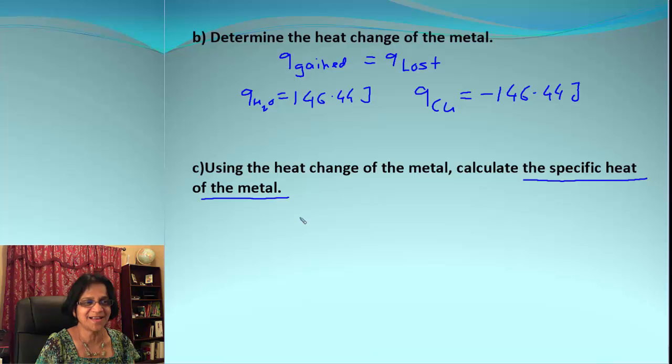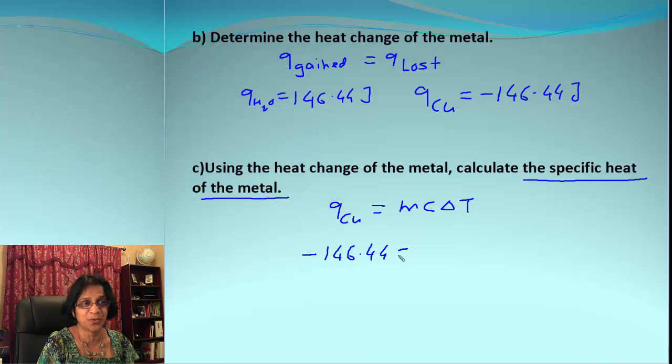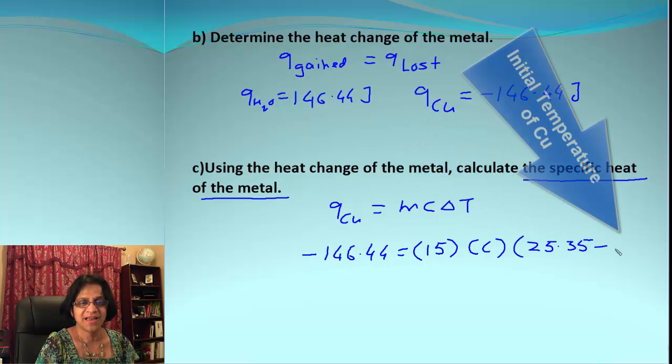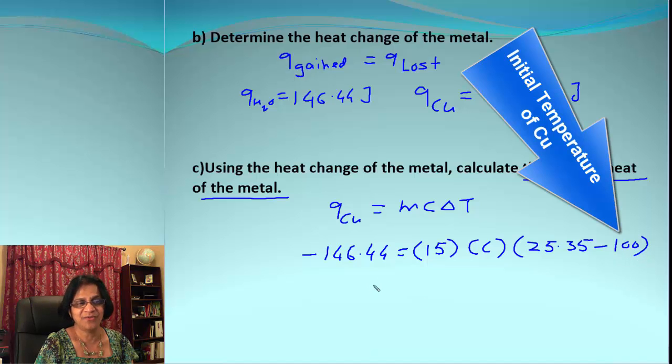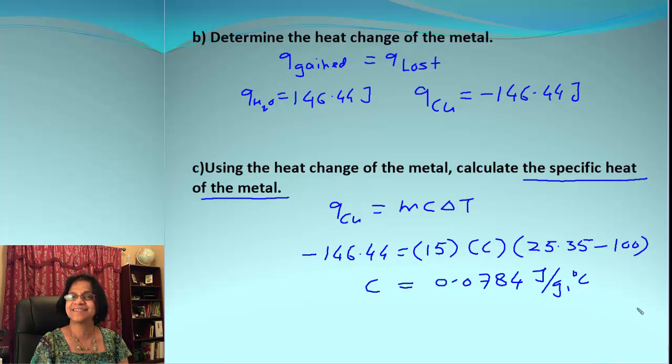Let's write down the formula for the amount of heat, and that is m c delta T. The amount of heat is negative 146.44. Mass of copper is 15. C is unknown, and delta T will be 25.35 minus 100. And when we solve for C, we get the answer 0.0784. That will be joules per gram per degree Celsius. So look at this. How simple was that?